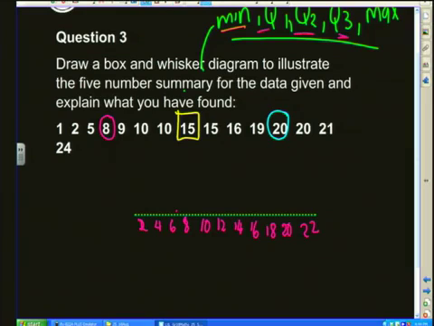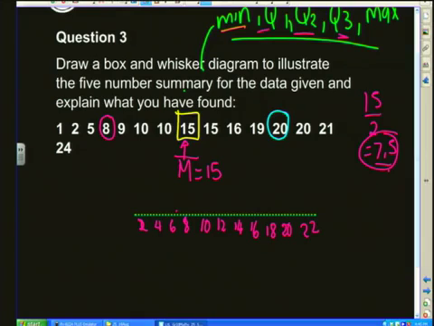Now, the median is this one in yellow. The median is the value that's right in the center of your data. So because you're dealing with 15 data values, okay, if you take 15 divided by 2, it will give you your position, which is 7.5. We round that up to 8. So in position 8 will be your median, and therefore our median value here is 15.